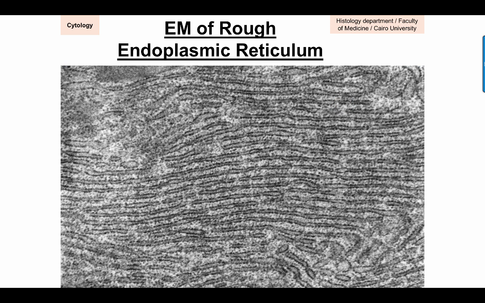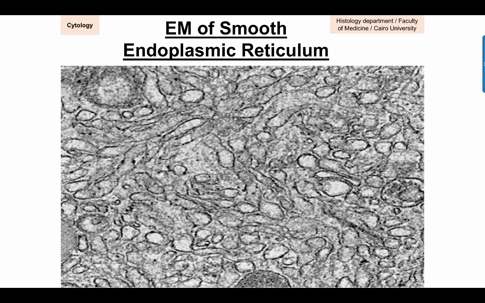Another picture. Here you can see that the cisternae are flattened and very parallel, and if you look carefully, you will see these dots on the surface. So this is the rough endoplasmic reticulum. And you should remember the functions of the rough endoplasmic reticulum: synthesis of protein by ribosomes, segregation of this protein, packaging of this protein in the form of transfer vesicles to the Golgi apparatus, initial glycosylation, and it is an intracellular pathway in the cell.